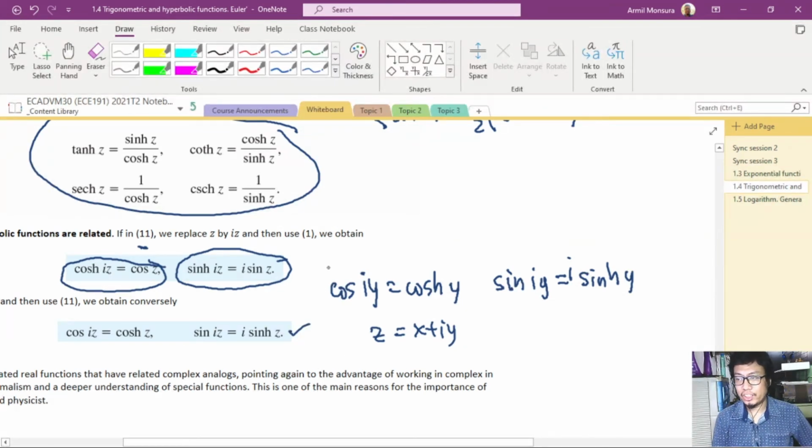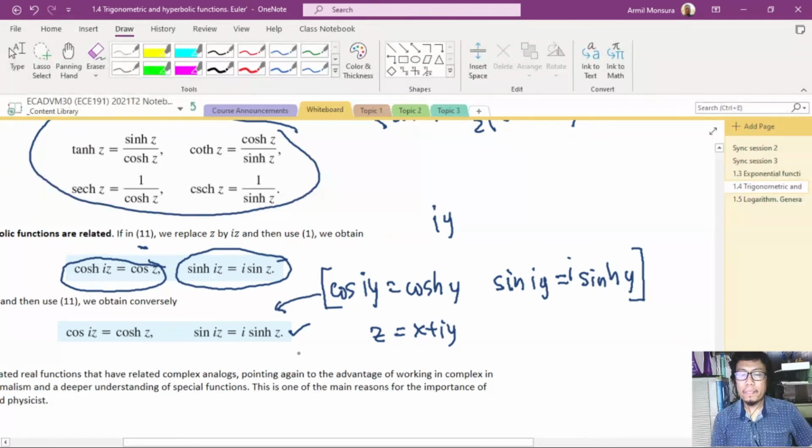Okay? Although we initially established these formulas for the purpose of determining what is cosine of iy, and we are thinking that iy is just a purely imaginary number, that also holds true. The same formulas can also hold true for your z being a complex number.